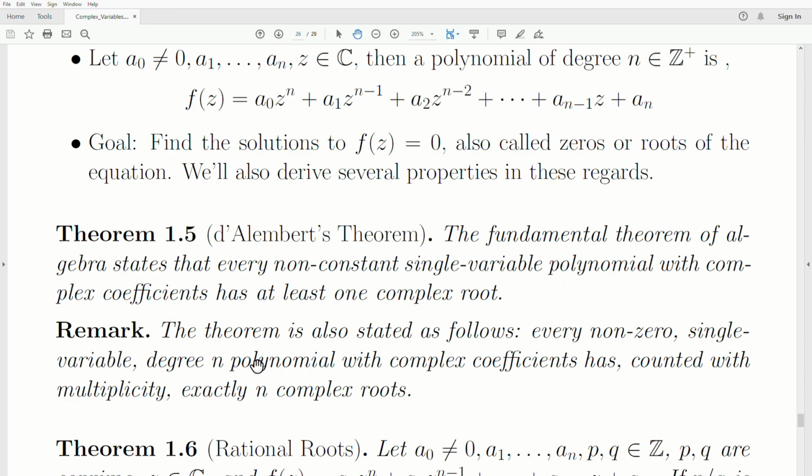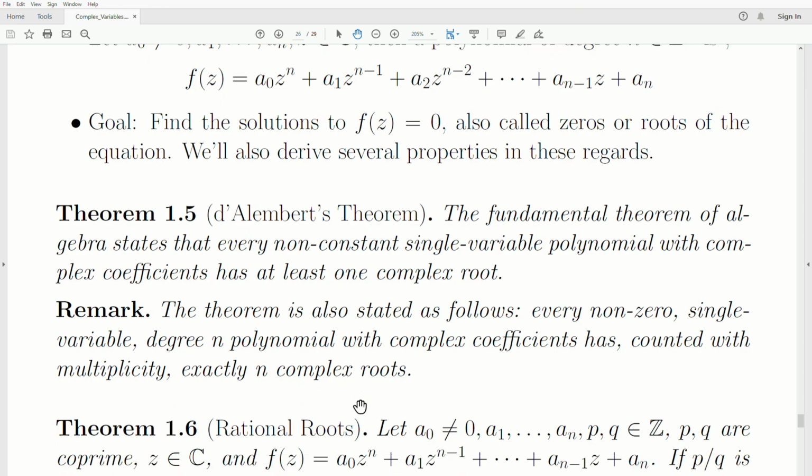My remark is that there is an equivalent theorem that I think most people think of as the fundamental theorem of algebra. The theorem is also stated as follows: every non-zero single variable degree n polynomial with complex coefficients has, counted with multiplicity, exactly n complex roots.